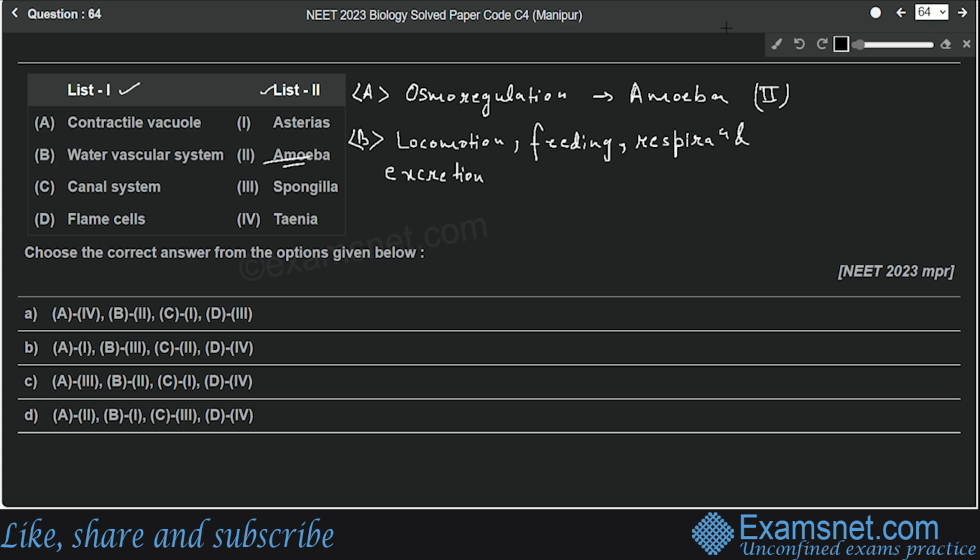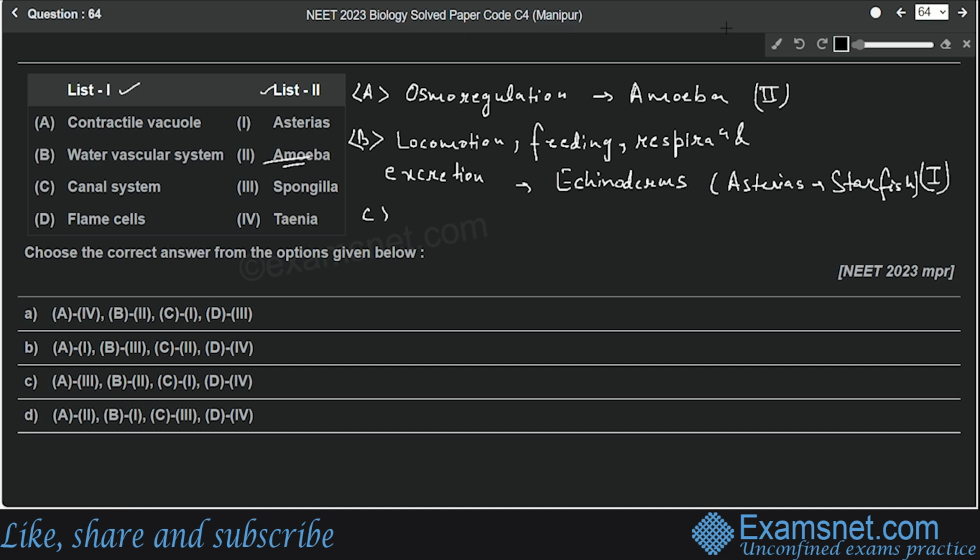Okay, and in which organisms is it found? It is a unique characteristic of echinoderms. We know that echinoderms such as Asterias. And what is Asterias? It is a genus of starfish. Therefore, the correct match for B will be number 1, Asterias.